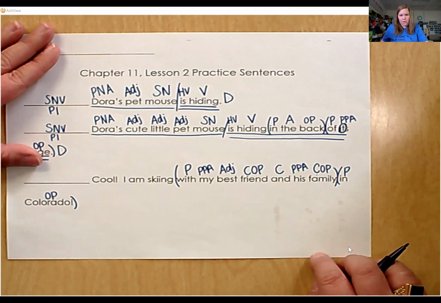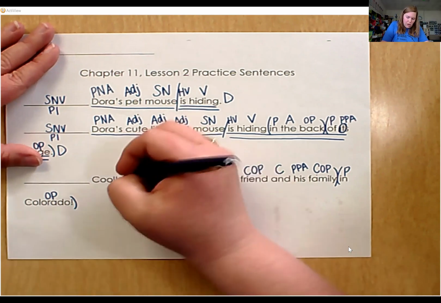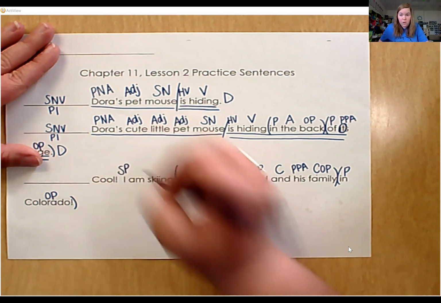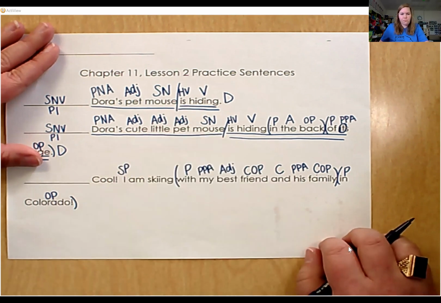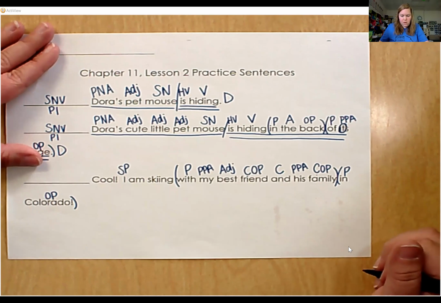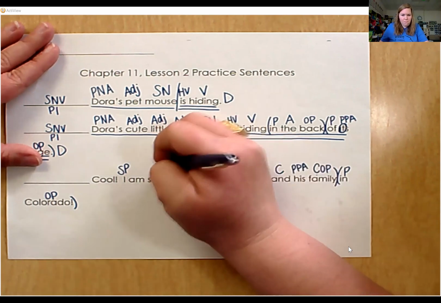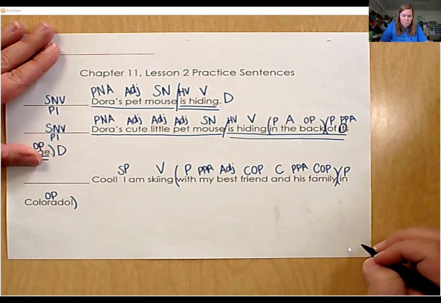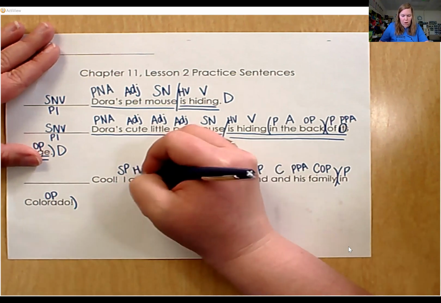Who is skiing? What is the subject? I, subject, pronoun. I is a pronoun. What is being said about I? Skiing, verb. Am, helping verb.